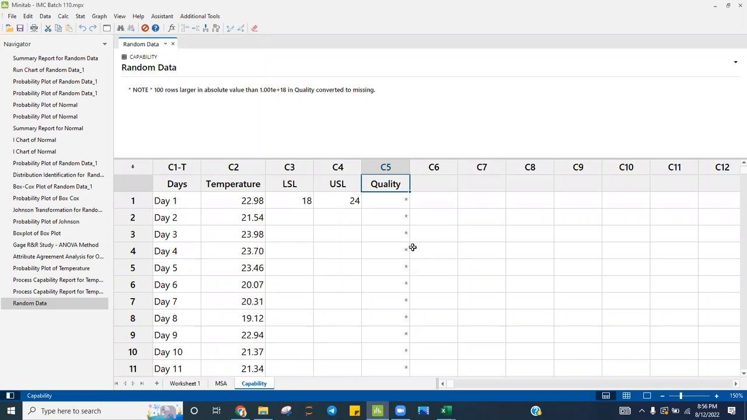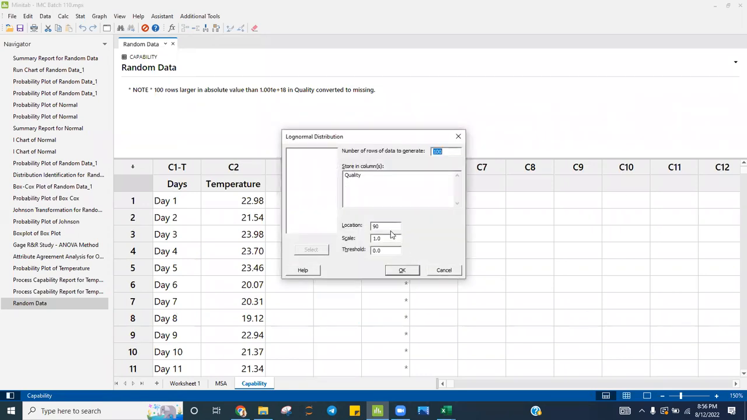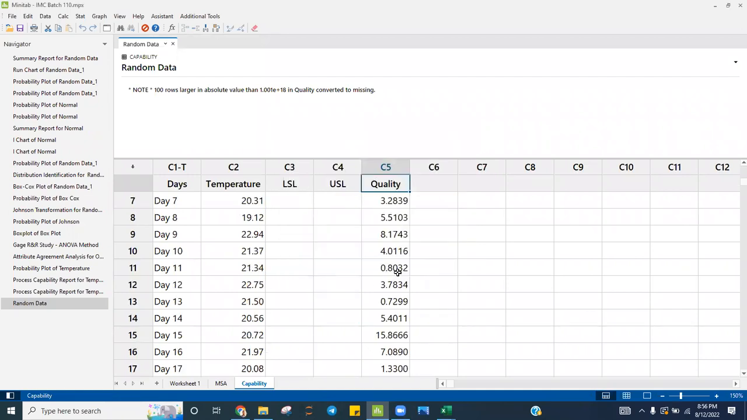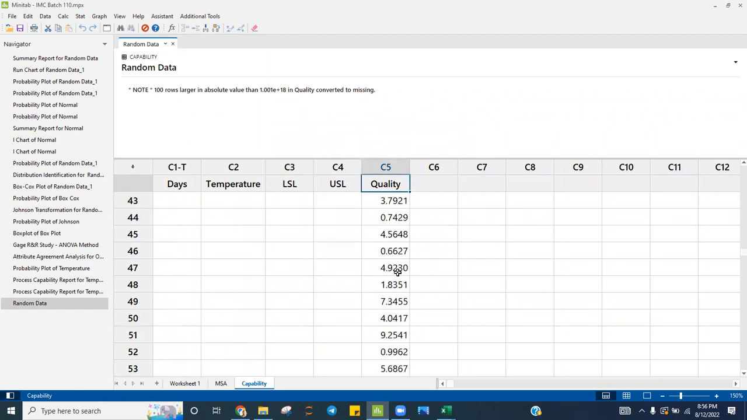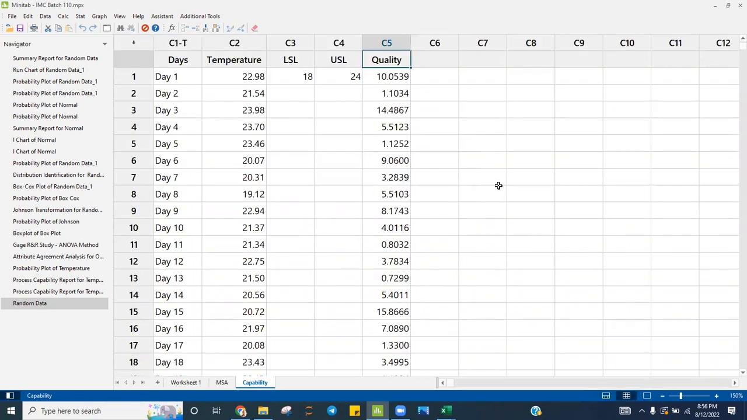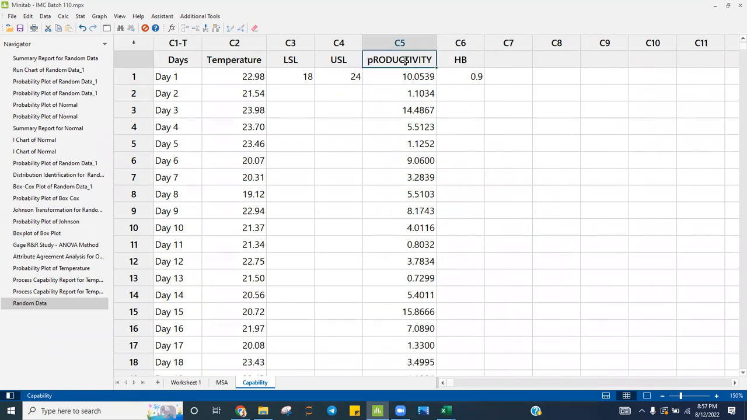No data point. Why? 0.90 if I do. Yes, you got it. Okay, this is the data I got. Now I want to calculate the capability. My quality is always higher is better, right? And let's say my scale is that minimum 90% or 0.90 I want to achieve. Or let's say this is the production. Productivity.